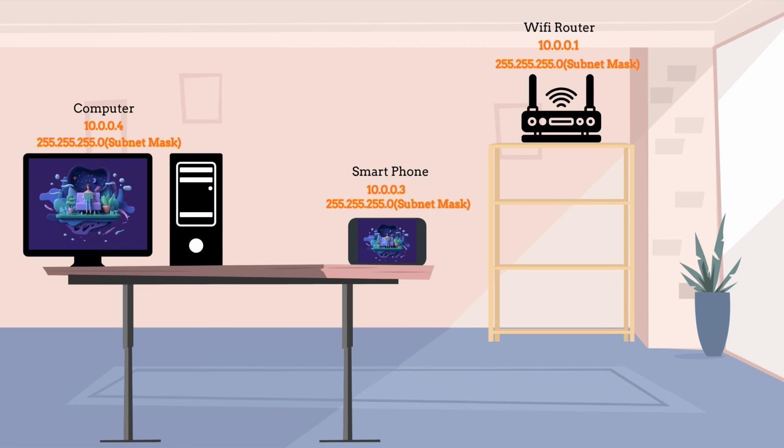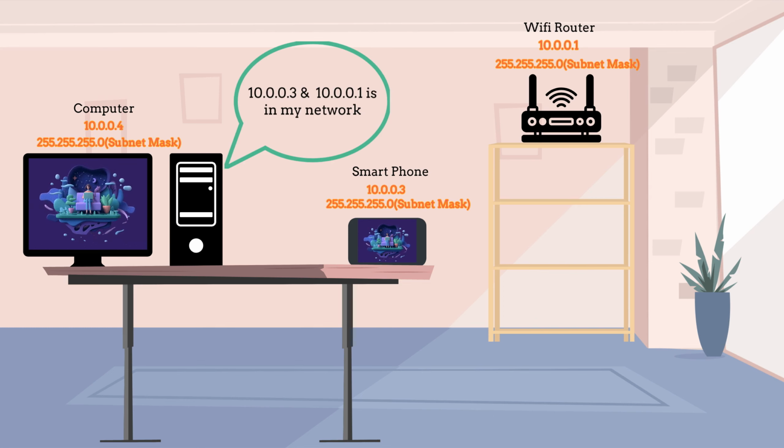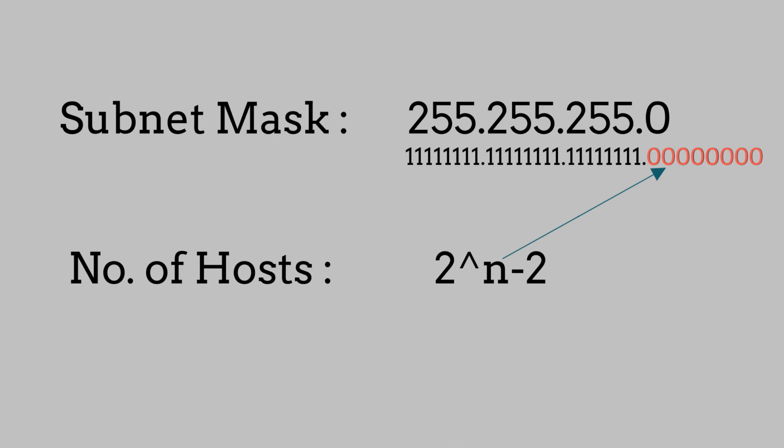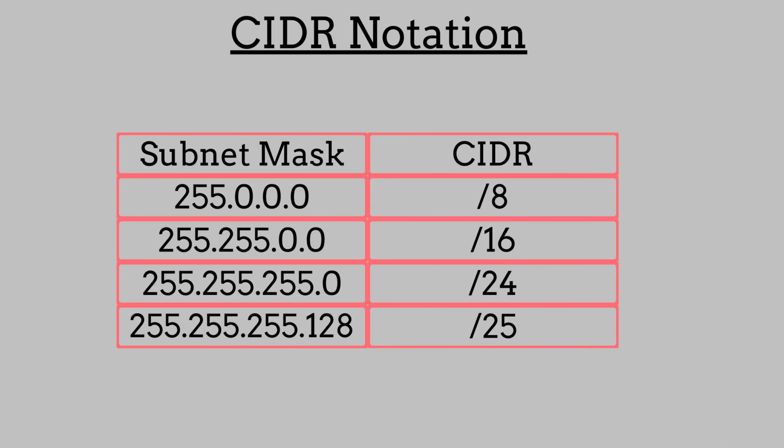Alright folks, that's it for our explanation of subnet masks. We've seen how these critical components of network communication help devices determine if another device is on the same network. We've learned how the subnet mask is used to calculate the number of possible hosts within a network. We have also gained insights into CIDR notation, which provides an alternative way to represent subnet masks.